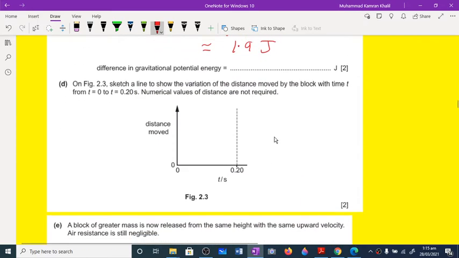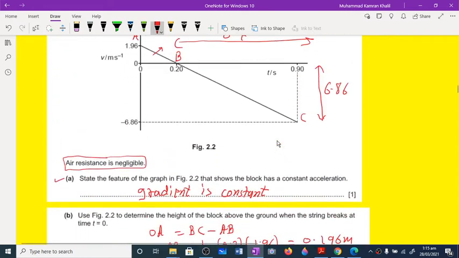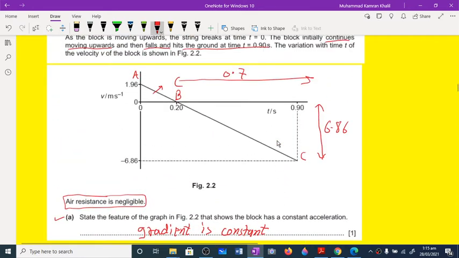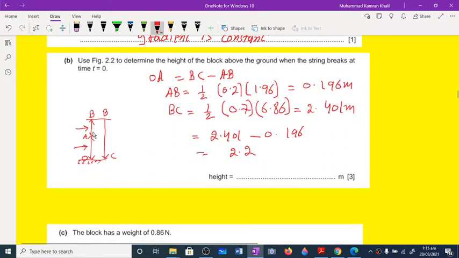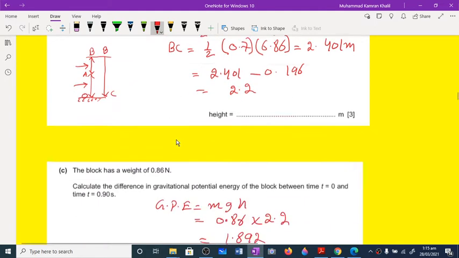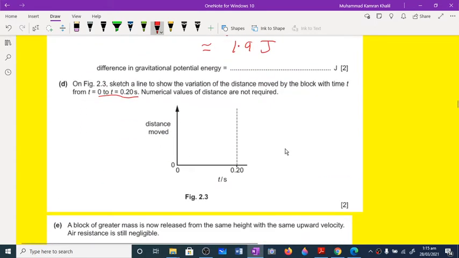The next part is related to the sketching of the graph. On figure 2.3, sketch the line to show the variation of the distance moved by the block from t equal to 0 up to t equal to 0.2. Now we will move back to the graph. You can see that what is happening at this time, the velocity will become 0. The first thing which we will know from this graph. And when it will move in upward direction, the distance from B will start, the distance is increasing, and the speed will start decreasing. So this is the graph related with the distance and time.